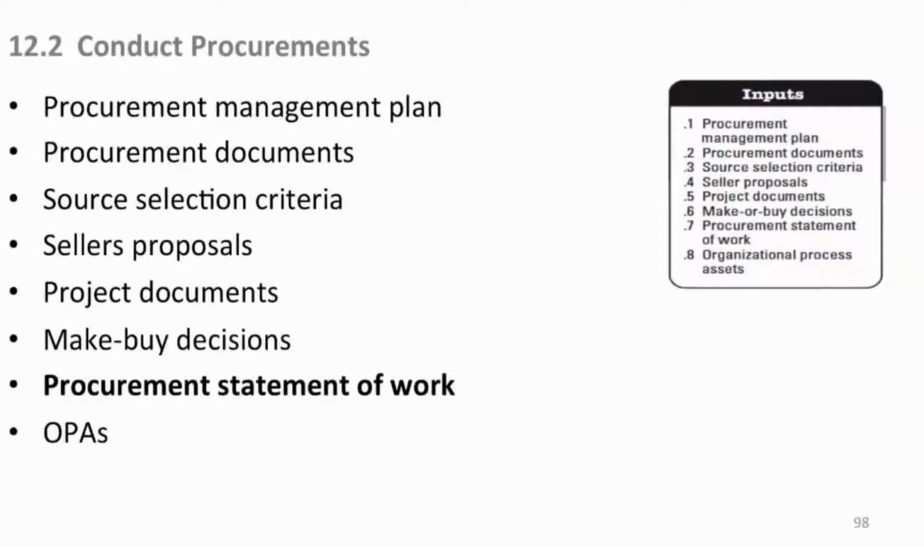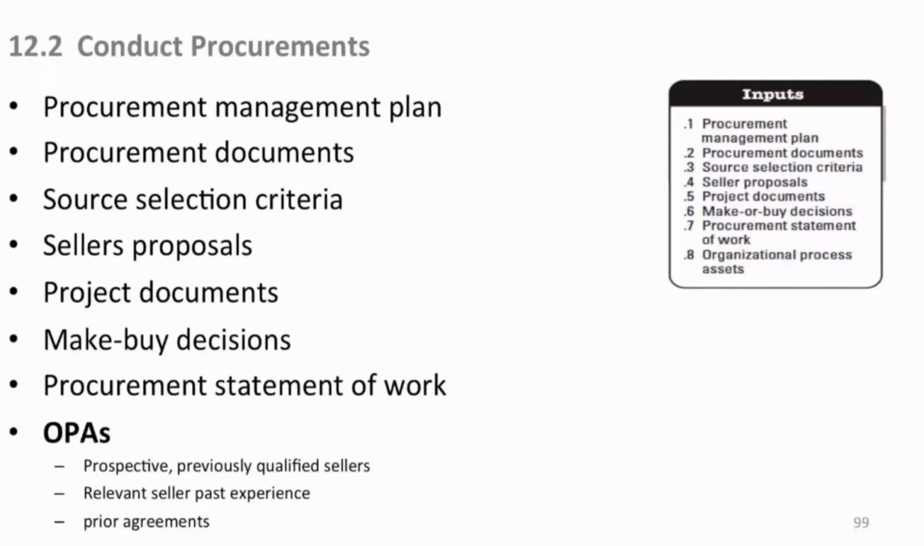Of course, procurement statement of work, that's the fundamental vehicle that the bidder bids on. And process assets, prospective, previously qualified sellers, you can have a list of those in your organization, a pre-qualified seller list, information about past seller performance that is documented. I mean, you can go out into your environmental factors out in the wild and you can get information on seller performance. But if your organization takes that intelligence and documents it in their databases, then that is a process asset. Of course, any prior agreements you had with a company who is a bidder that you're considering, you may want to look at what happened with that agreement.